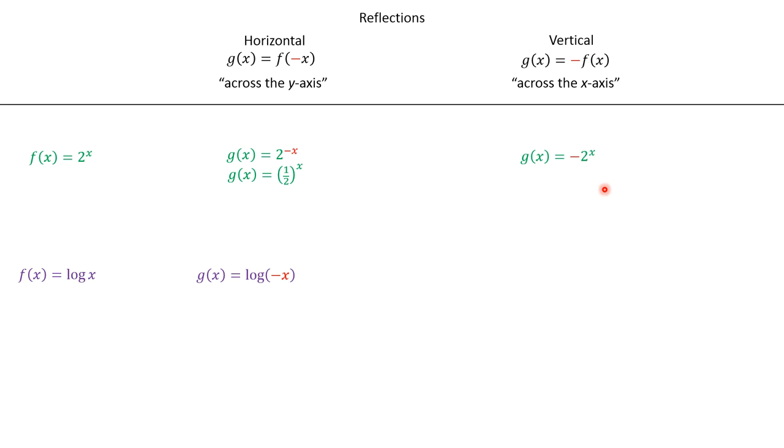And for logs, negative log x, well, this negative is a negative 1. It could go up in the exponent, and something to the negative 1 is just its reciprocal. So a vertical reflection in a log could just be a reciprocal of the log itself, just like the horizontal reflection in the exponential is just a reciprocal of that base.